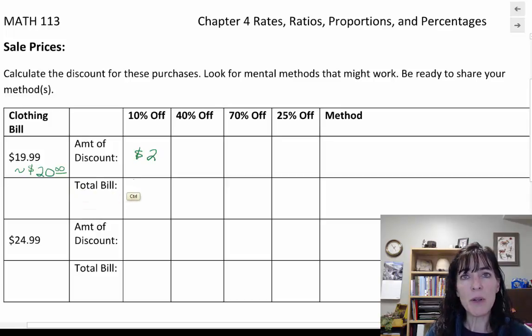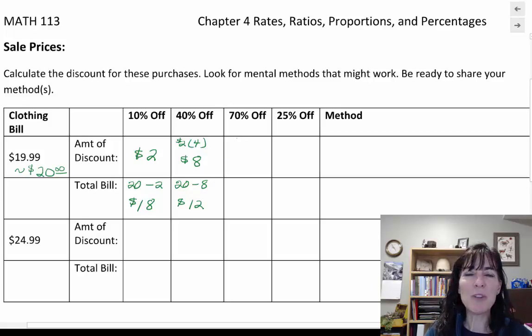And that would make my bill $20 minus the $2. Now we're subtracting because we're getting a better deal. So it would be $20 minus $2, which will give us $18 for our total bill. If we're doing 40% off, I can take the 10% amount, which I always do when I'm in the store. I take $2 times 4 of them so that I can get to 40% off, and that will be $8 off. And $8 off will be 20 minus 8, or a total bill of $12.